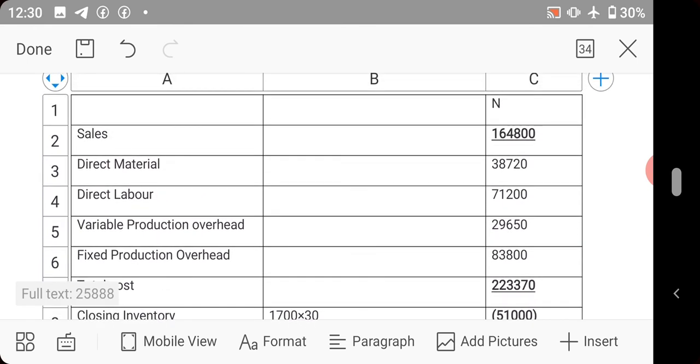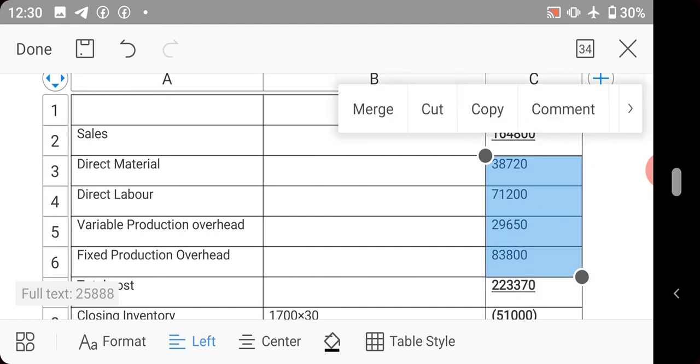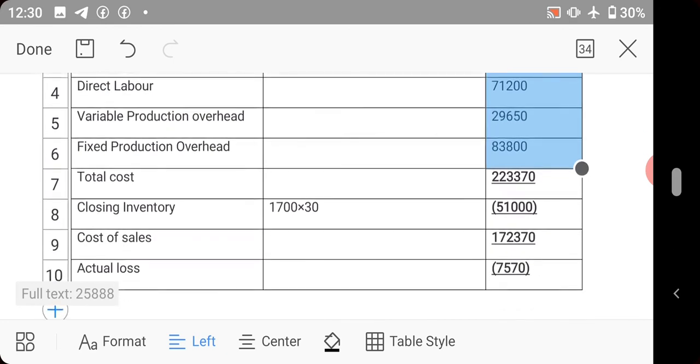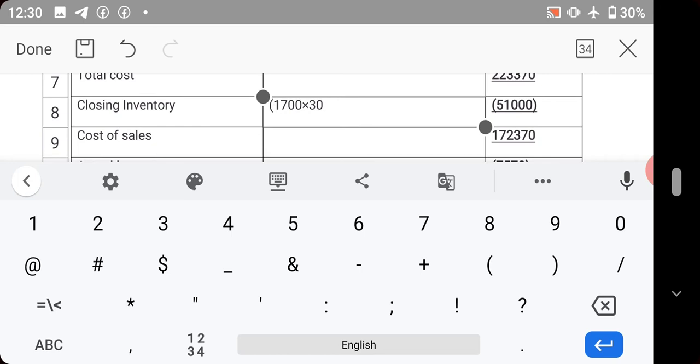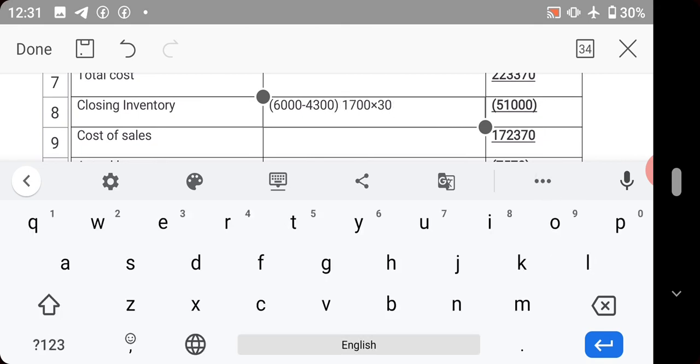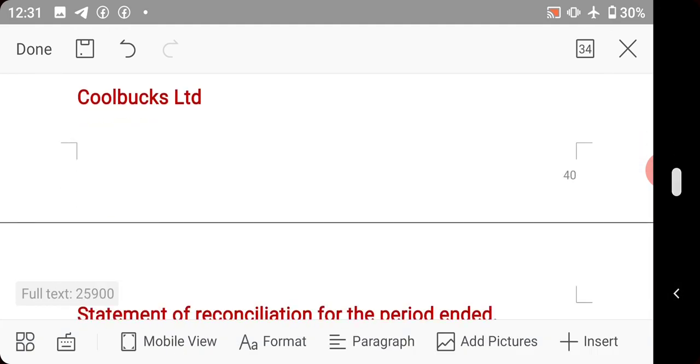I hope it makes sense to you. You should know how this was gotten. This was gotten by adding all the actual cost incurred. Now, we incurred this actual cost to produce how many units? To produce 6,000 units, and we sold 4,300. So this 1,700 was gotten by saying 6,000 produced minus 4,300 sold. So we'll now start reconciliation.